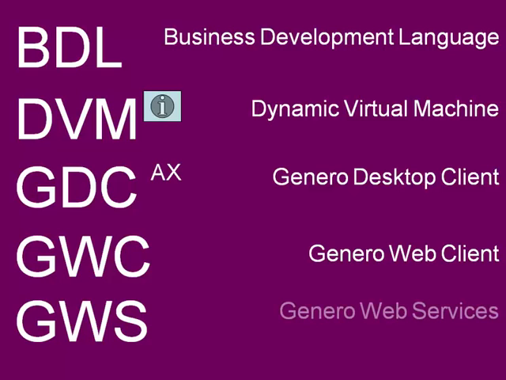The GWC is the Genero web client, which renders your application in a web browser and allows you to fully customize your Genero application for web deployment. GWS is Genero Web Services, or the Web Services extension. It allows you to exchange data with other applications using standard protocols. Genero supports both producing and consuming web services.